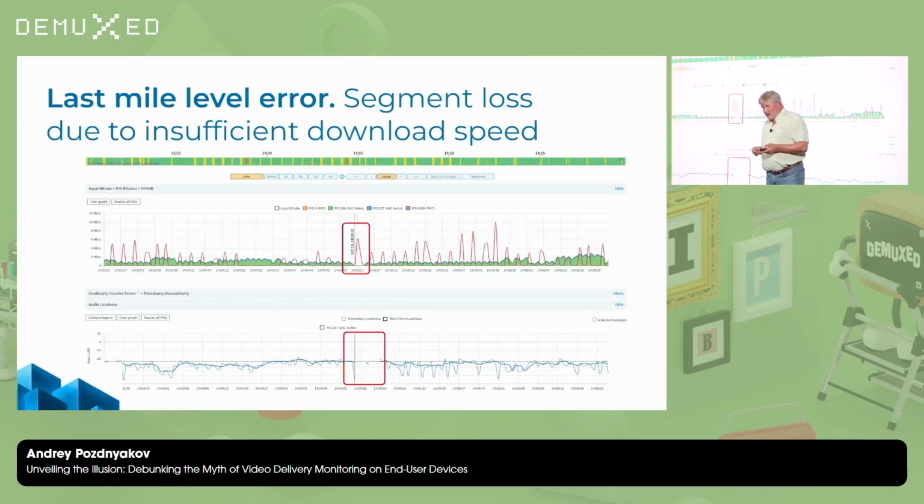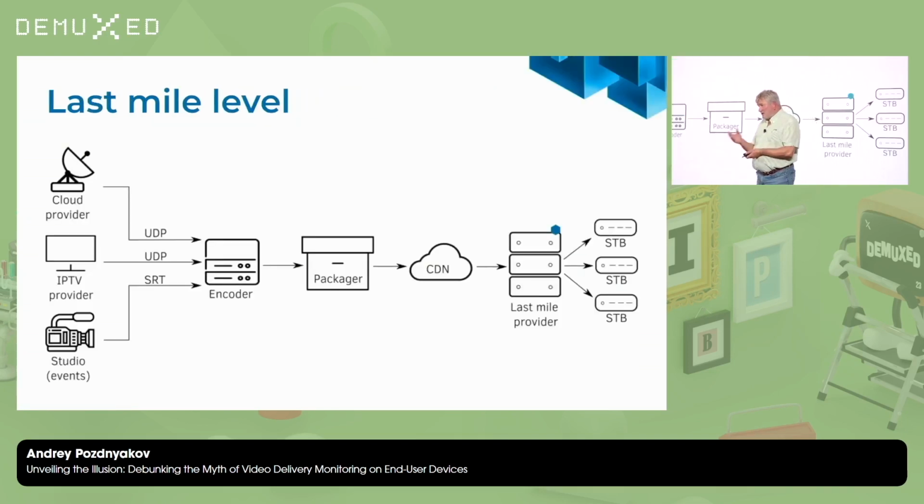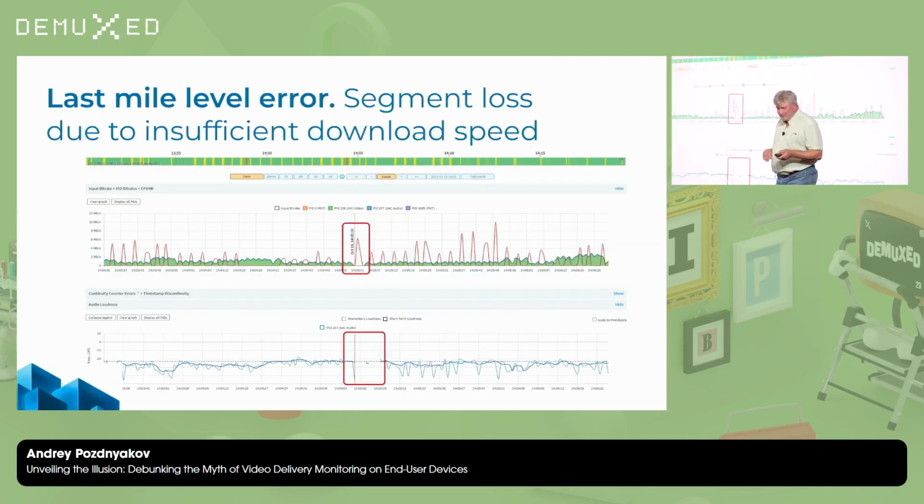Okay, and set-top boxes give us another 15%. So that is 5 multiplied by 15, which is 75, and where are the other 25% located? The other 25% are located in between the packager, CDN, and last mile provider. And these are the hardest to solve.